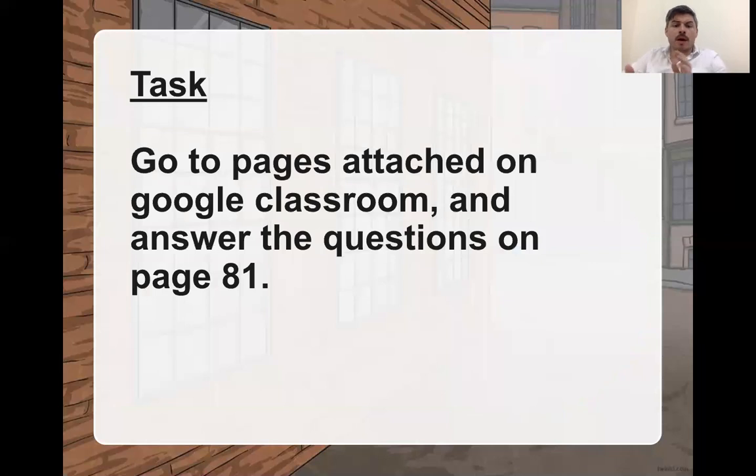And finally, now, that's just a brief overview. Really, it was a recap. A lot of that information we've studied already, so it shouldn't be so much new information for you. And now we're going to look in more detail. So you're going to do some reading, you're going to do some writing. You're going to go to the pages that I've attached on Google Classroom. You're going to read through the information and answer the questions on page 81.